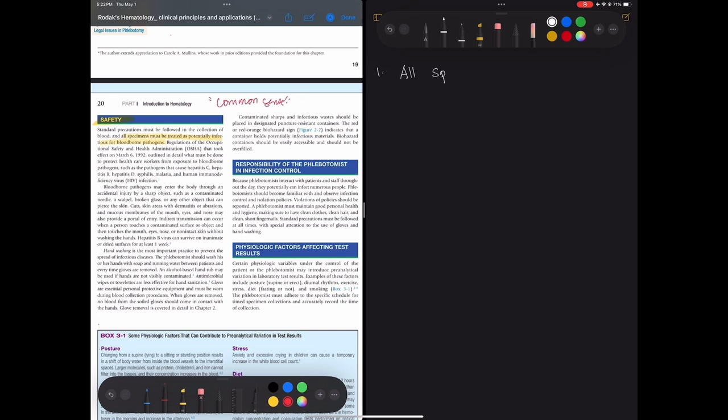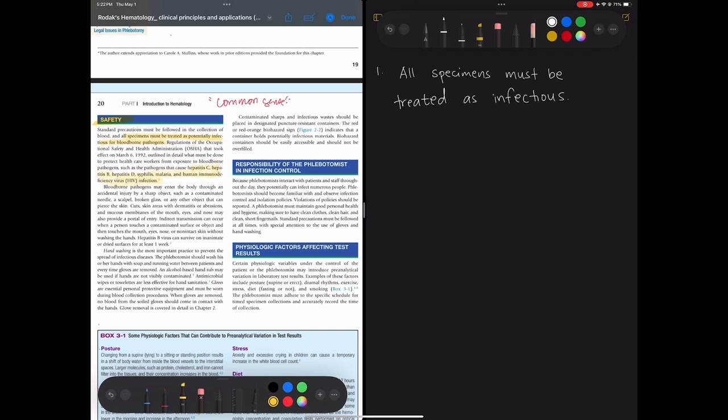Number one, all specimens must be treated as infectious. So basically, no specimen is safe. You have to assume that everything is infectious. Also, we have to protect healthcare workers from exposure to bloodborne pathogens.